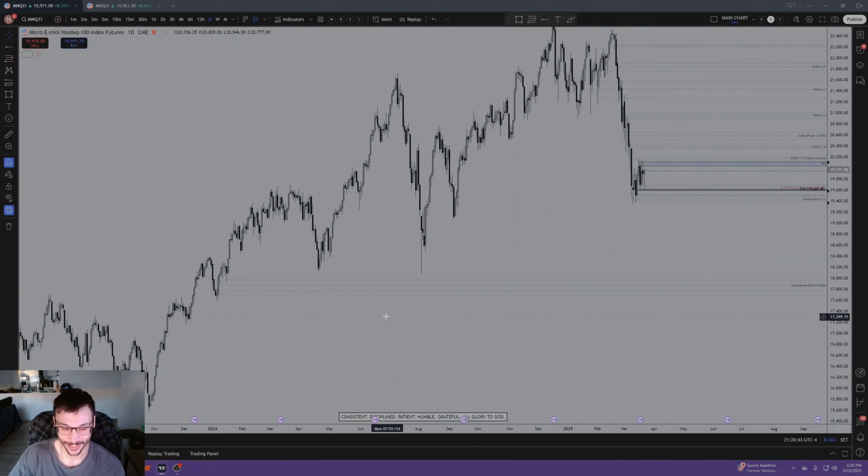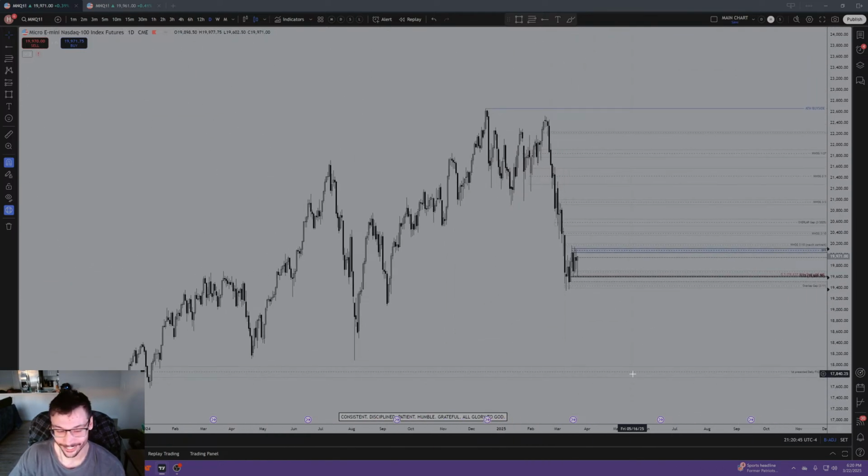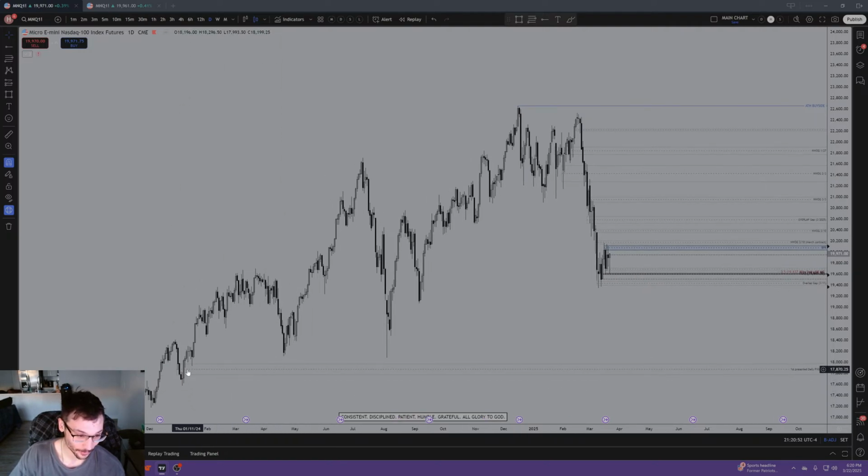Not right away, but eventually. This is the first presented daily fair value gap of 2024. So I think this will be a pretty key spot.